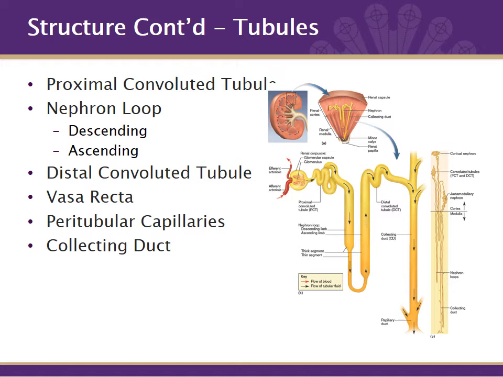All nephrons dump into a collecting duct. The DCT of several nephrons empty into a duct. Multiple collecting ducts merge into a papillary duct. The papillary duct then empties into a minor calyx.